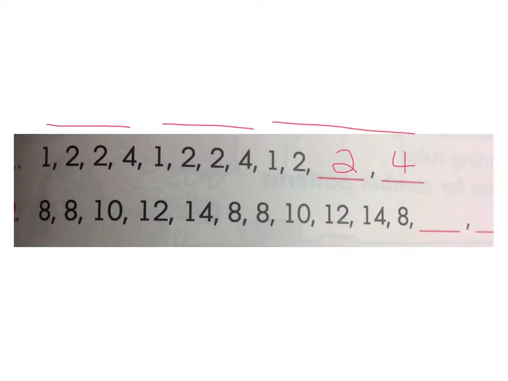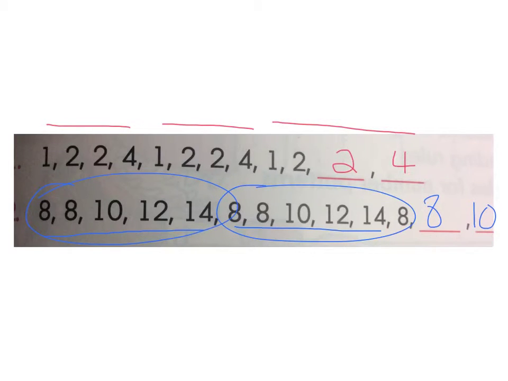Let's take a look at the second one here. In this one here, you'll actually notice that it's a similar type pattern. The answer is, just before it, is 8 and 10. The reason is it goes 8, 10, 12, 14, and then it repeats again, 8, 10, 12, 14. So the pattern is to use those 5 numbers, keep repeating each and every time.